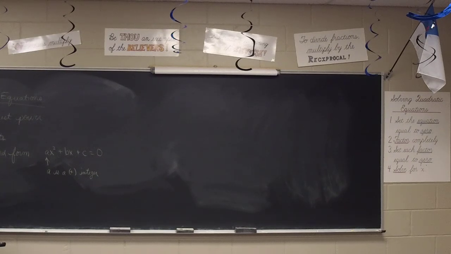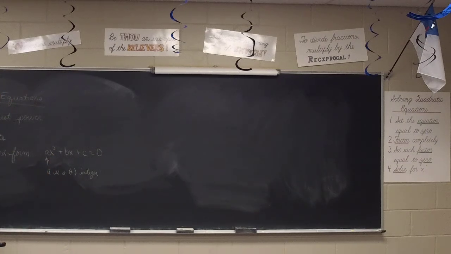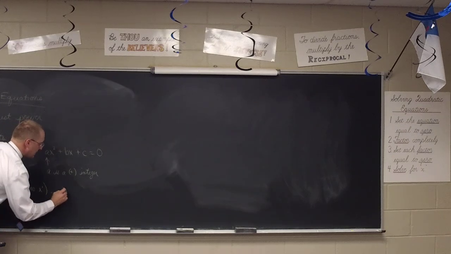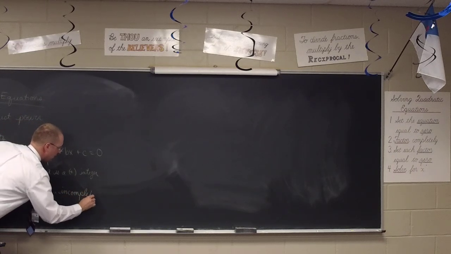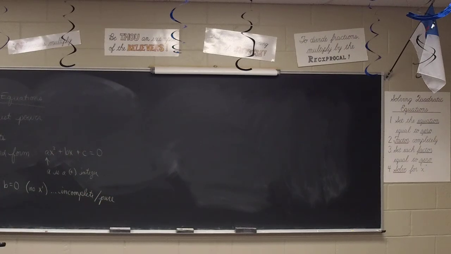Well, a couple of thoughts along these lines. What if the b value right here is a 0? Well, if b happens to be a 0, then that's a 0x, which means no x to the first power. You've got the square, so it's quadratic, and you've got the constant, but there's no first power x's at all. It's what we call an incomplete quadratic, or a pure quadratic is the other name for it.